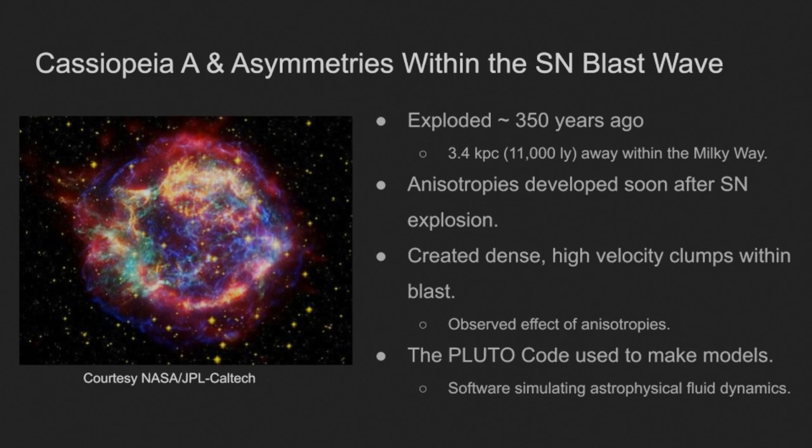One such supernova remnant is Cassiopeia A, which exploded approximately 350 years ago and at a distance of 3.4 kiloparsec away from Earth. In this case, asymmetries developed within the blast wave shortly after explosion, while the ambient environment was approximately uniform. Using the Pluto magnetohydrodynamic code, we created dense high-velocity clumps within the initial remnant to mimic the conditions of Cassiopeia A. This next movie charts the evolution of the density profiles of the symmetric blast wave on the left and the asymmetric blast wave on the right over the course of 2,000 years.